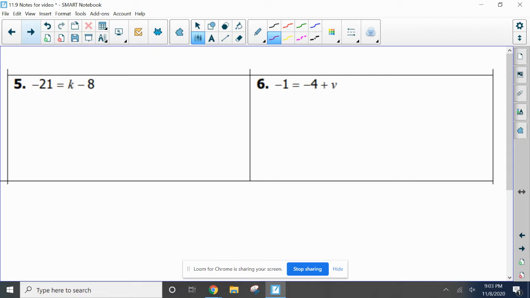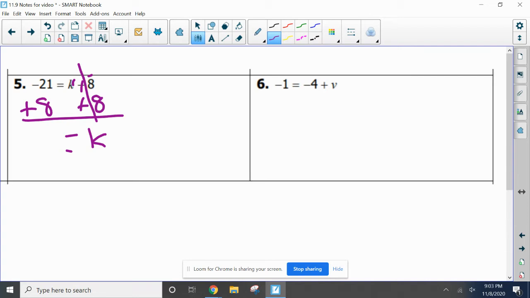On this first one, I have subtraction. What did you use to get rid of subtraction? That's right, addition. So I have minus 8, so I'm going to add 8 to get rid of subtraction. And because it says it's equal on both sides, what I do to one side, I have to do to the other. So we're left with k on the right, because negative 8, we did plus a negative. Negative 8 and positive 8 cancel out to 0.